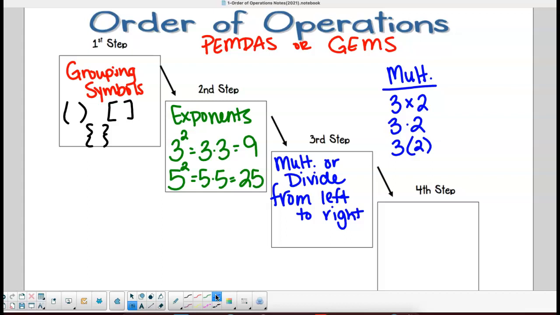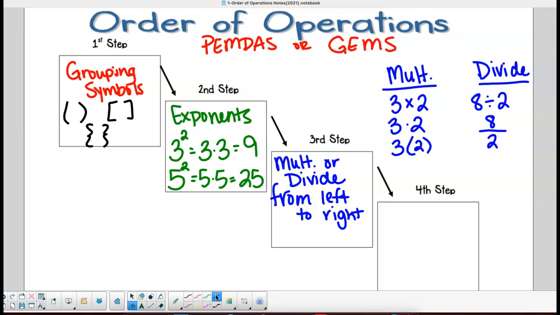For dividing, you're still going to see things like 8 divided by 2. You'll still see that division symbol. You might not, though. You might see it as a fraction. That fraction bar means you're dividing.